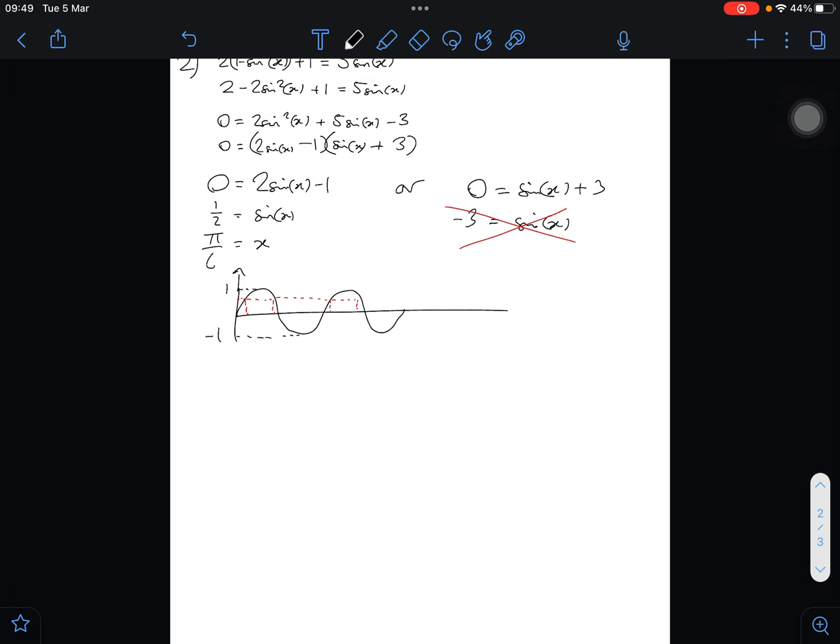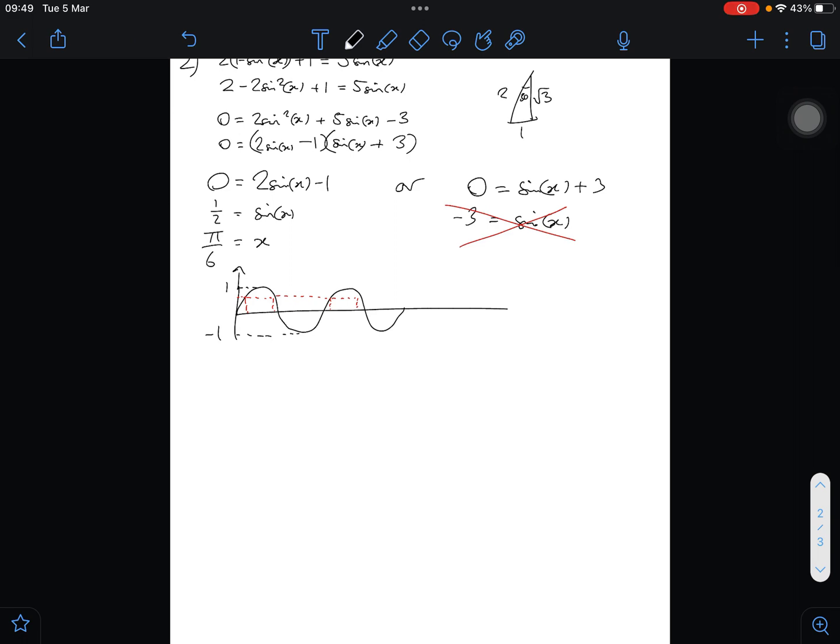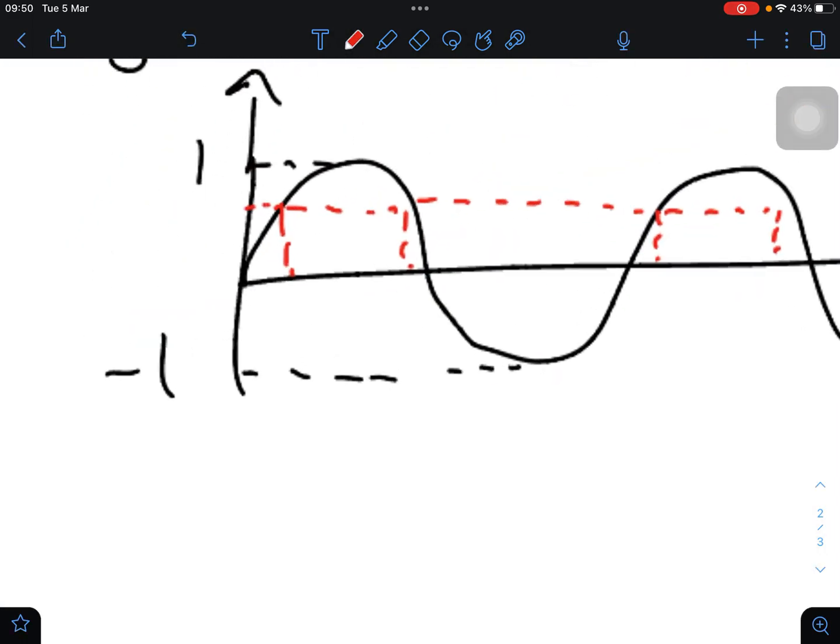but the way that I've done that is that I've used my key triangle, which is this one here, with sides 2, 1, and square root 3. And then if there's my 30 degrees, then it'd be 1 over 2. And so pi over 6. So we know that the first solution here is at pi over 6.